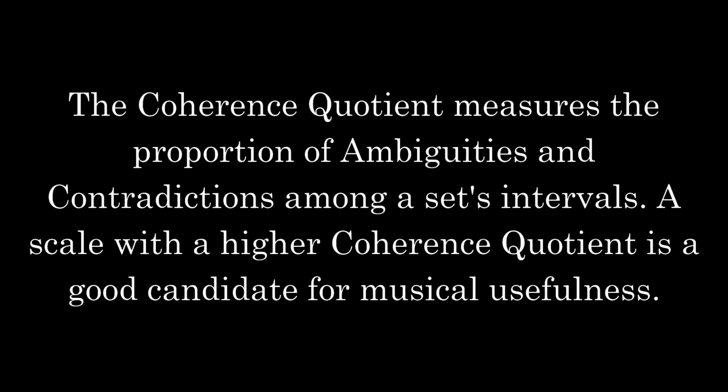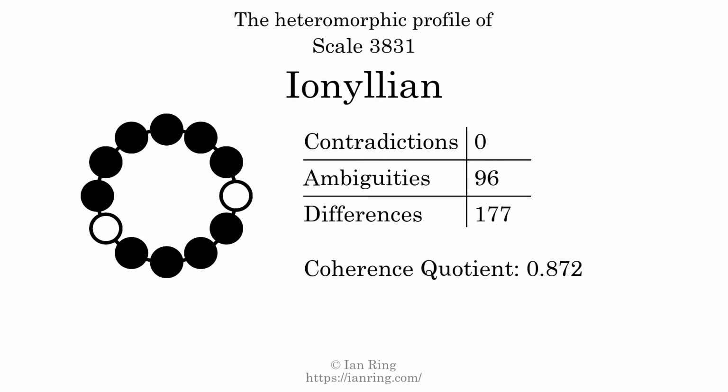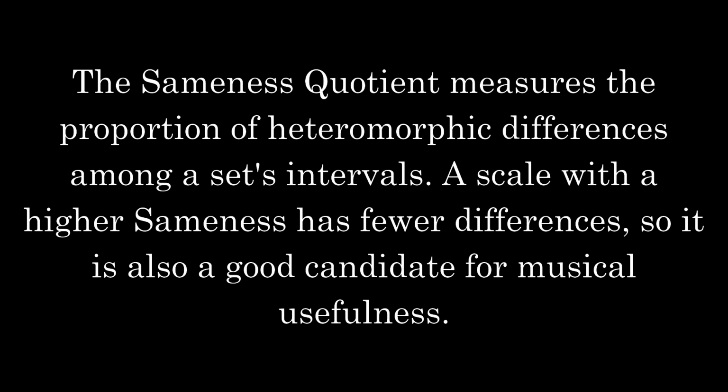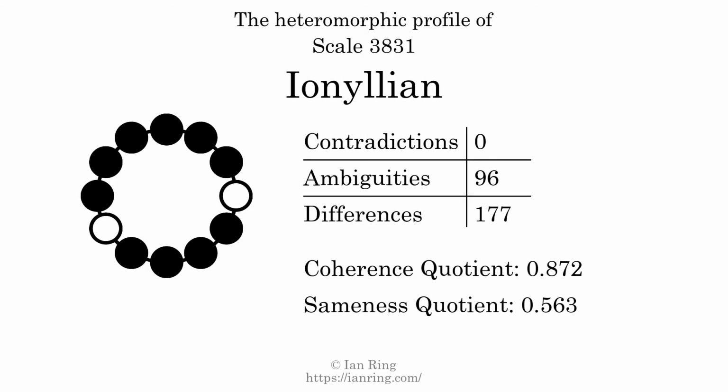The coherence quotient measures the proportion of ambiguities and contradictions among a set's intervals. A scale with a higher coherence quotient is a good candidate for musical usefulness. The coherence quotient is 0.872. The sameness quotient measures the proportion of heteromorphic differences among a set's intervals. A scale with a higher sameness has fewer differences, so it is also a good candidate for musical usefulness. The sameness quotient is 0.563.